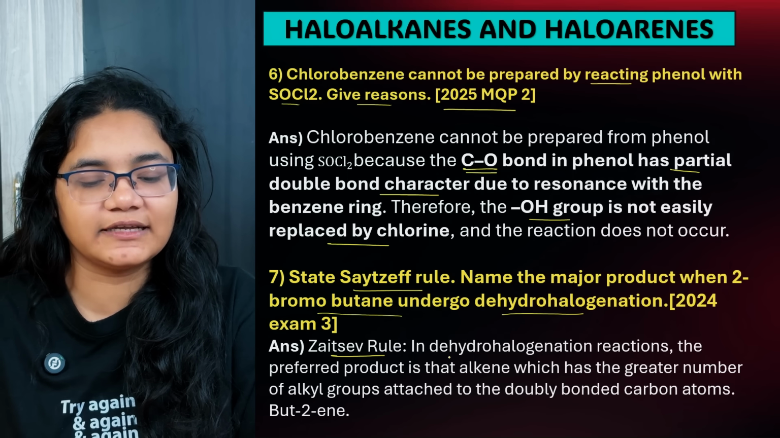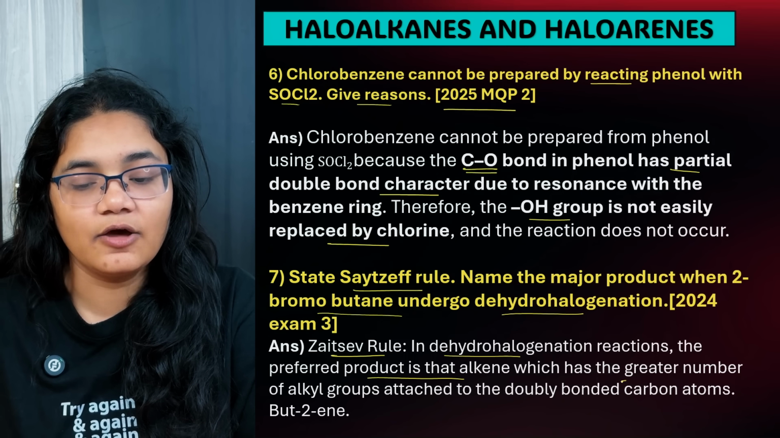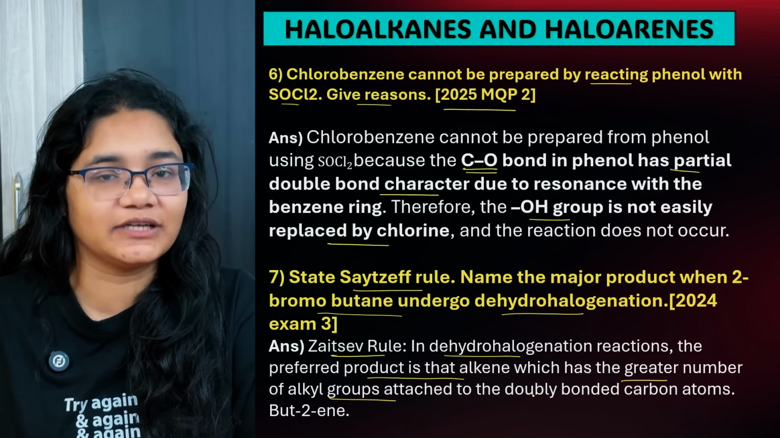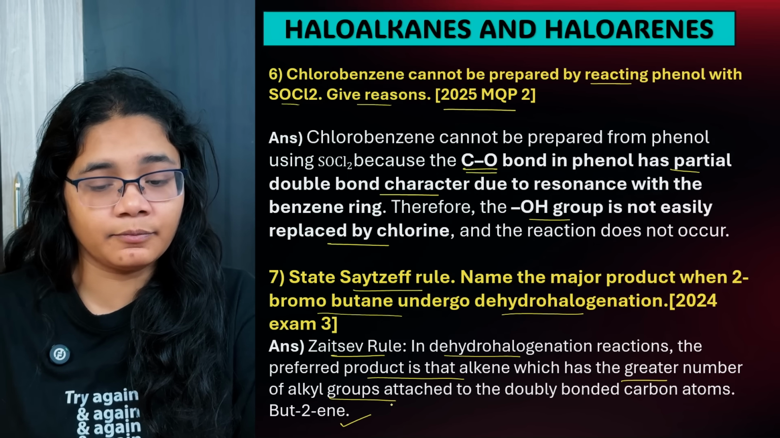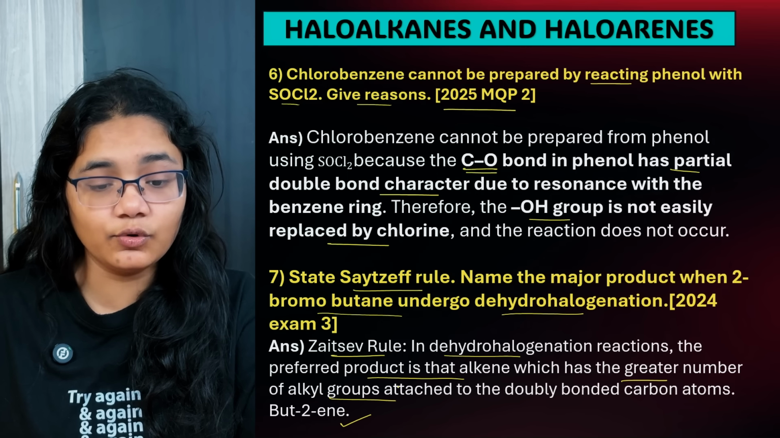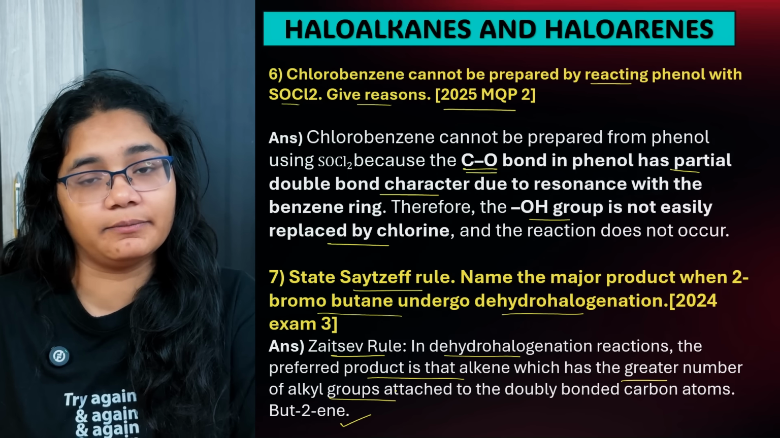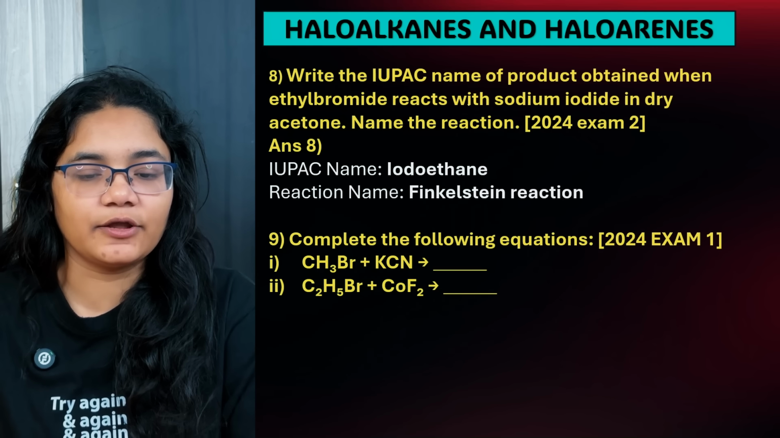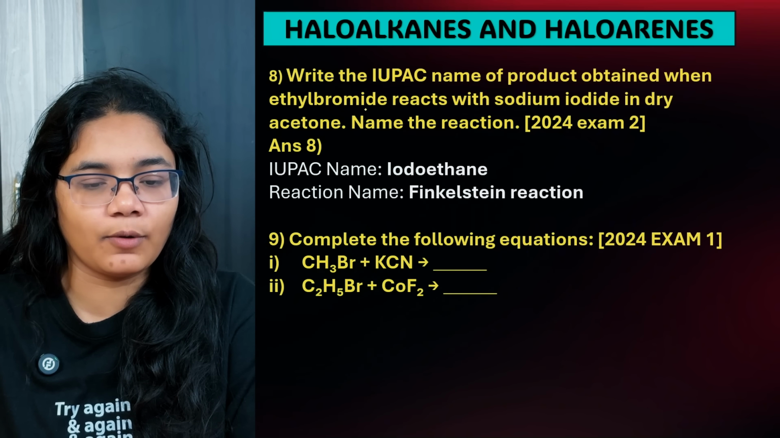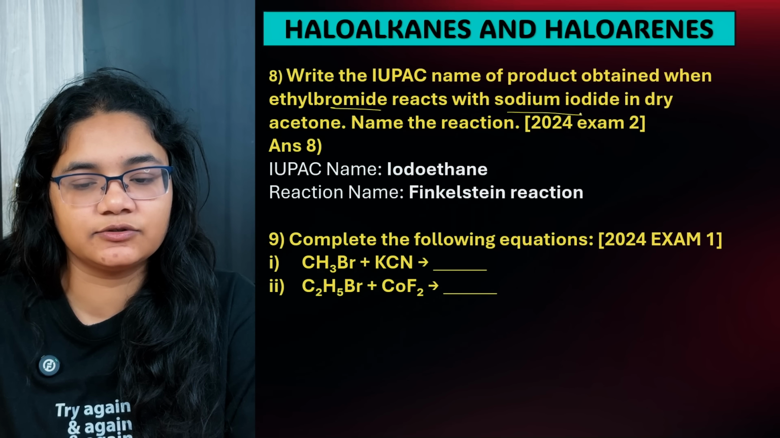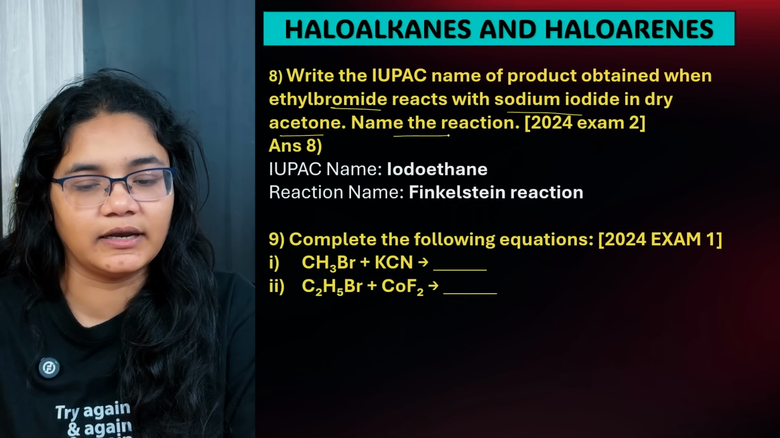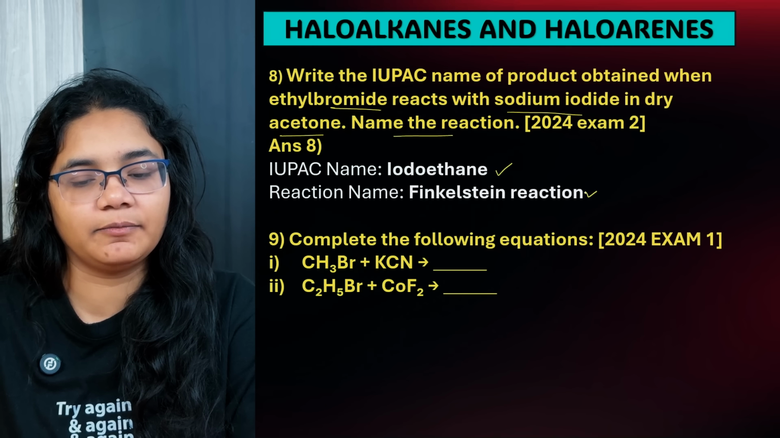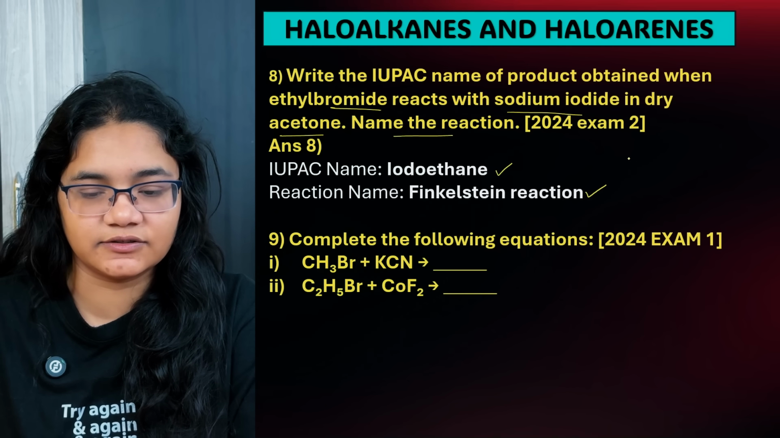So Saytzeff rule says that in dehydrohalogenation, the preferred product is that alkene which has the greater number of alkyl groups attached to it, and for 2-bromobutane, the major product will be but-2-ene and not but-1-ene. Next, write the IUPAC name of the product obtained when ethyl bromide reacts with sodium iodide in dry acetone. Name the reaction. So iodoethane will be produced and the name of the reaction is Finkelstein reaction.